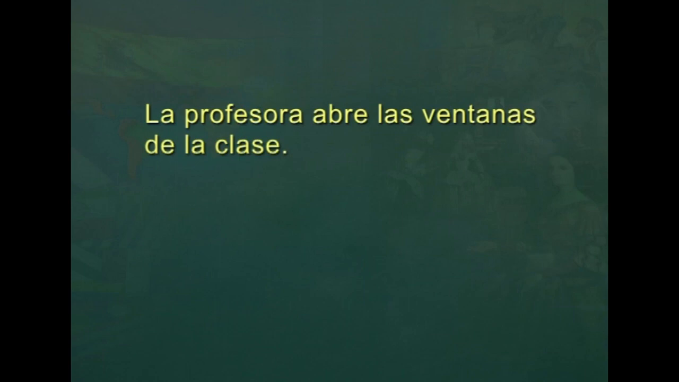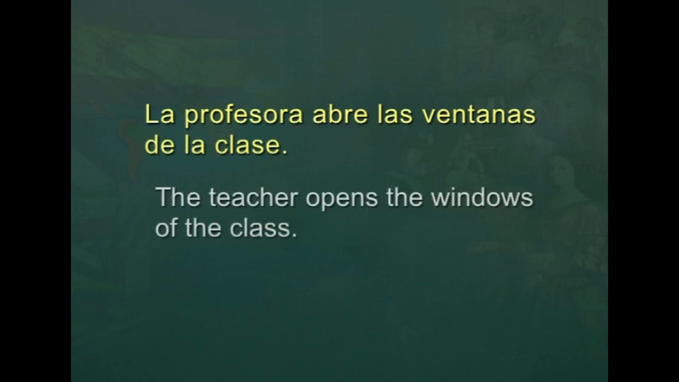So, abre. The verb abrir is an IR ending verb, has the root or stem as abr, and the suffix for third person singular subject is e, abre. La profesora abre las ventanas de la clase. Yes, the professor or the teacher opens the windows of the class. So, la clase is the class. Yes, you guessed right. Las ventanas is the windows.